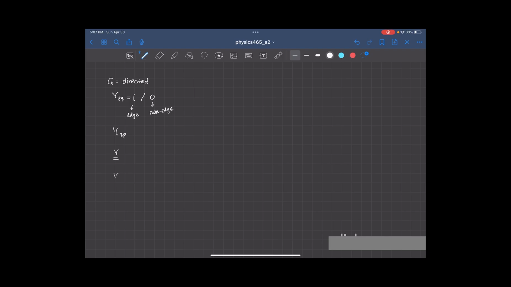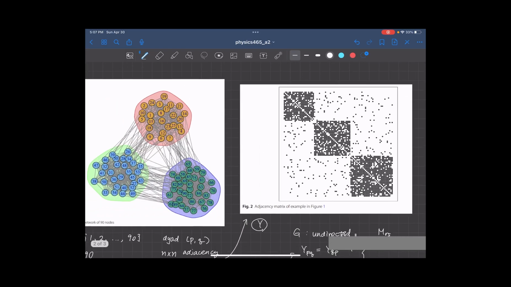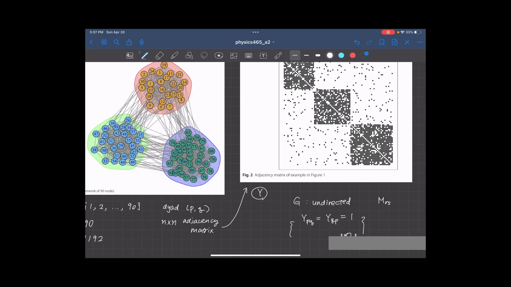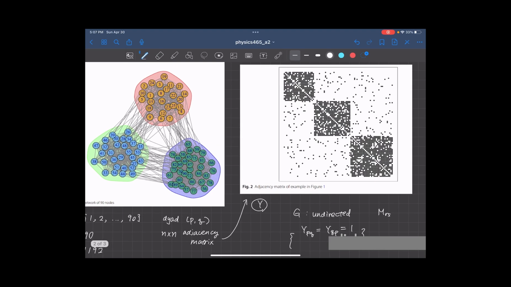We assume y_PP equals 0, that is, there is no self-edge. As this is quite a frequent phenomenon, but of course not always, we assume the model is reviewed. The adjacency matrix for the example is shown in figure 2, where black and white represent 1 and 0, respectively. Graphs with binary adjacency matrices are also called binary graphs hereafter.